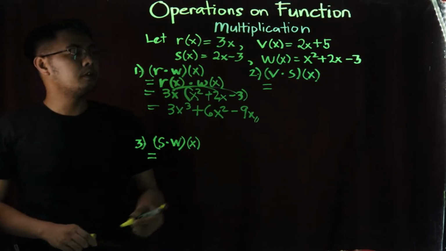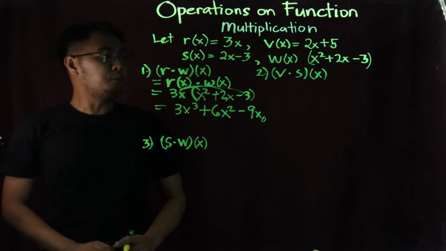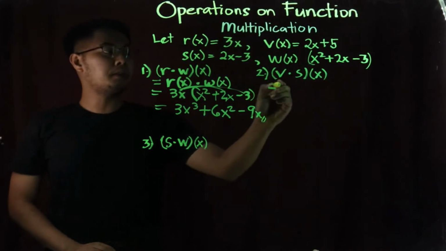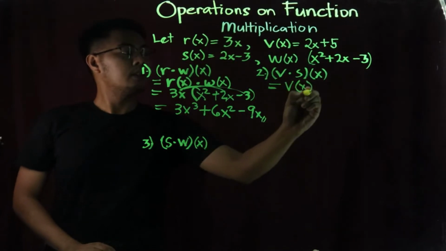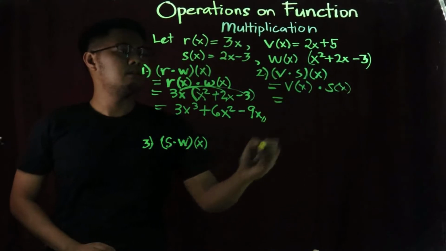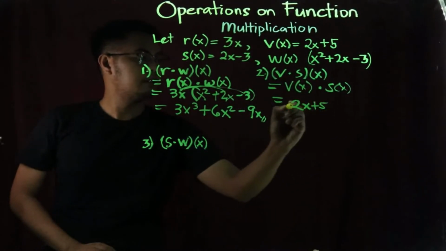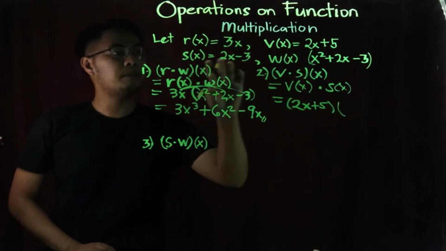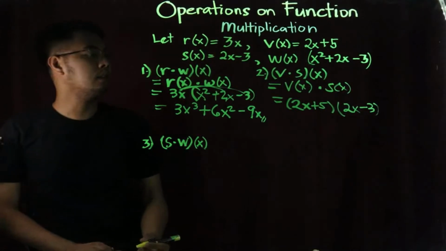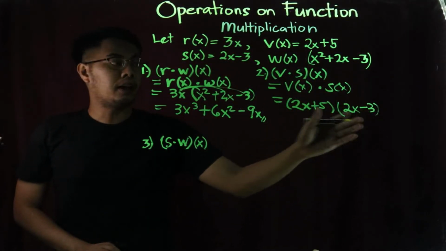Next, number 2, v times s of x. Example number 2, v times s of x. So we're going to take the product of the v function and the s function. So the v function is 2x plus 5 times the s function 2x minus 3. Okay? So this is a product of binomial by binomial.